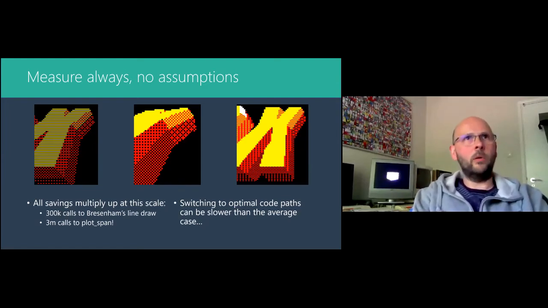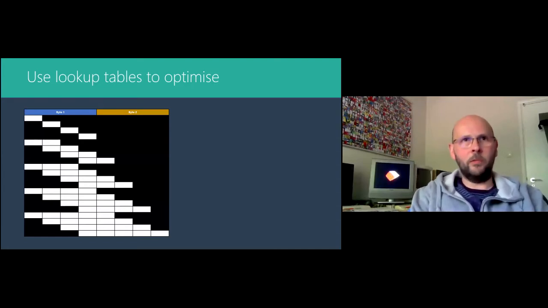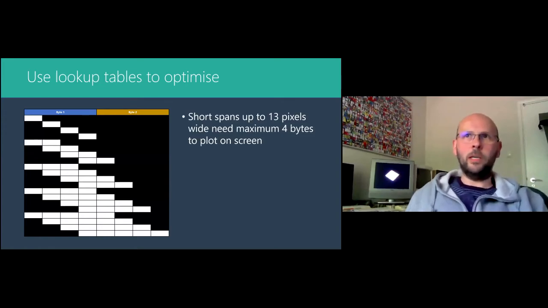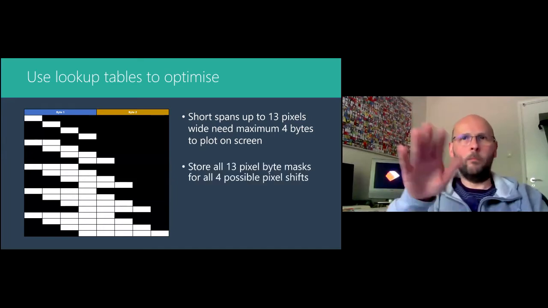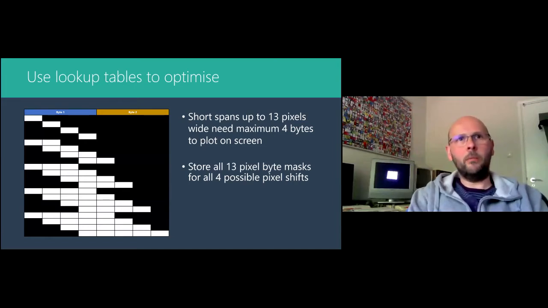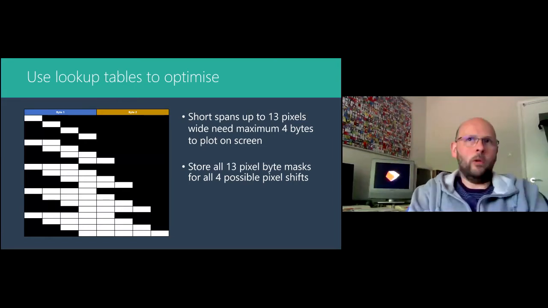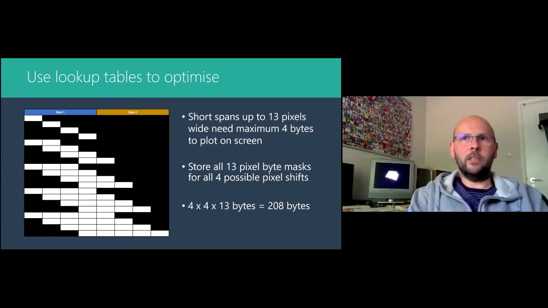The one thing we did do, though, is use lookup tables to optimize as much as possible. We use lookup tables for masks for short spans of pixels. Anything up to 13 pixels wide, you only need 4 bytes to draw that on screen. So you can store all combinations of between 1 and 13 pixels shifted for the 4 pixels in a byte. You store all 4 possible offsets, and then you just need to pick the right set of masks, and you can just draw those directly to the screen. So that's only 208 bytes. I think we can afford that as a lookup table.